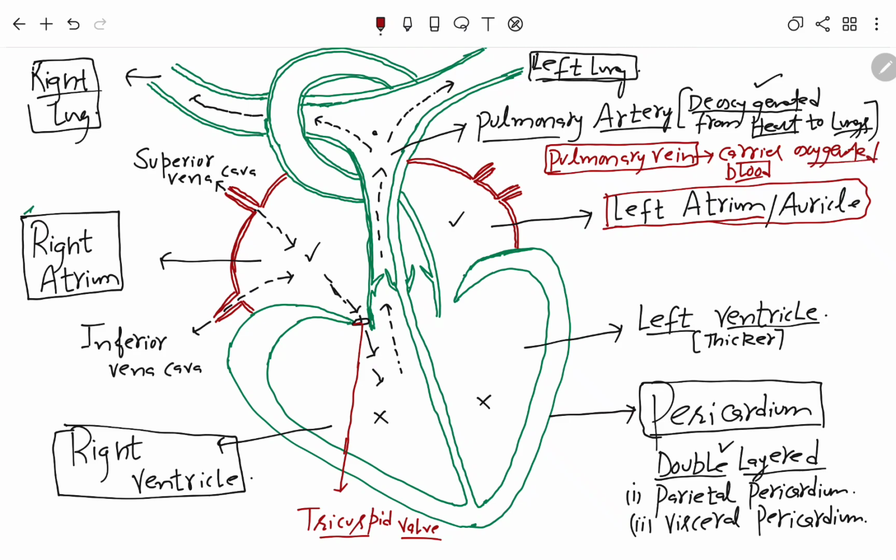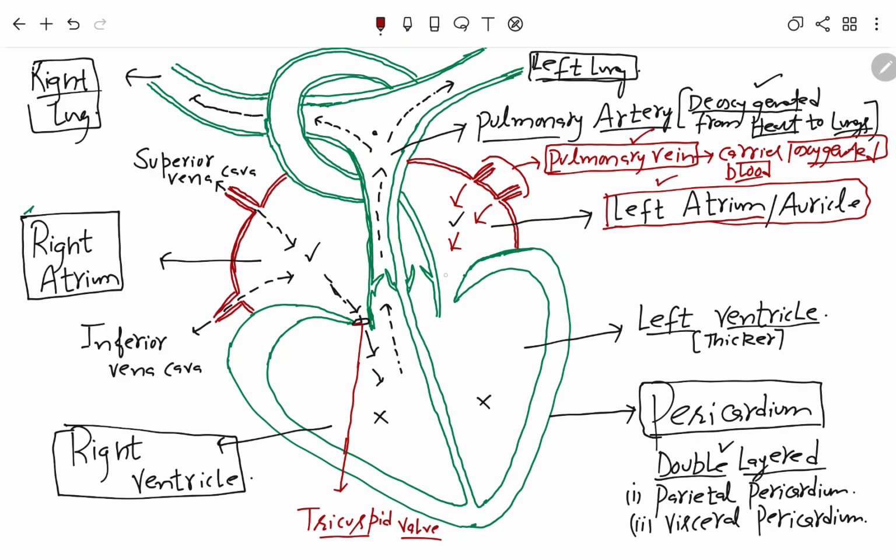I hope you can follow my voice. Pulmonary vein: all veins carry deoxygenated blood except the pulmonary vein, which is carrying oxygenated blood from lungs to heart. Now this pulmonary vein has four branches, but in the picture we are able to see only two because we are seeing the front face of the heart. So these two branches of the pulmonary vein are bringing oxygenated blood into the heart's left upper chamber, which is called the left atrium.